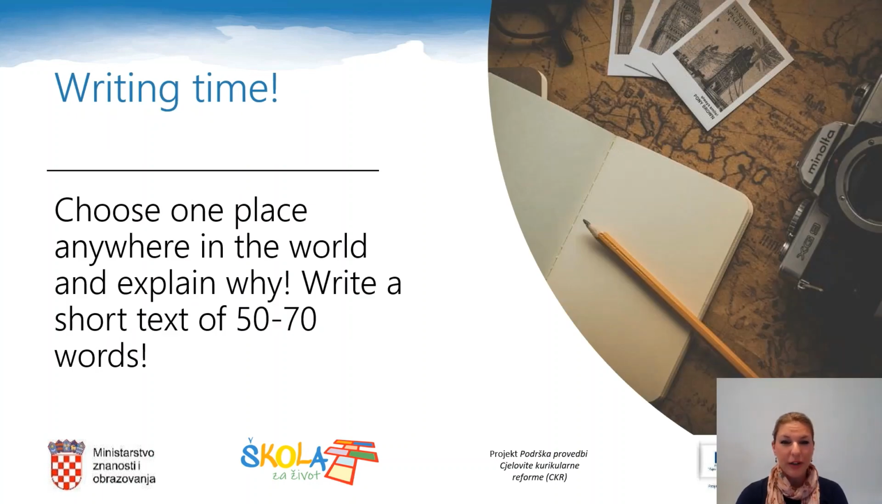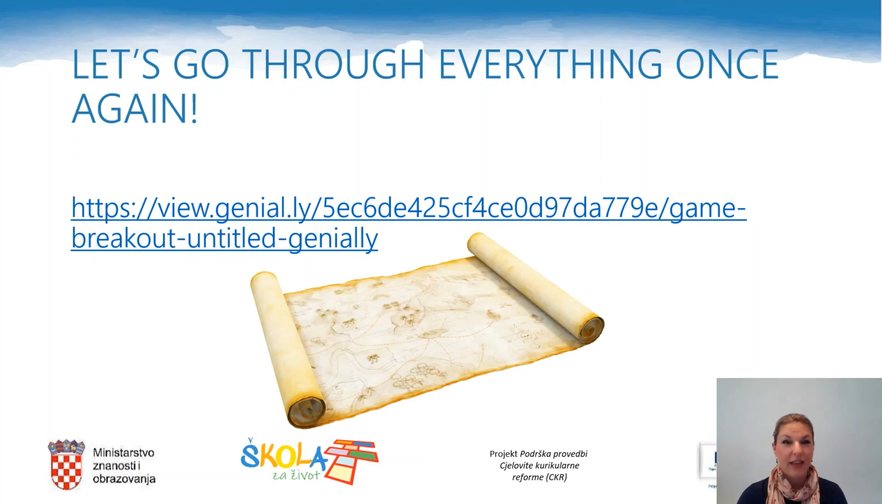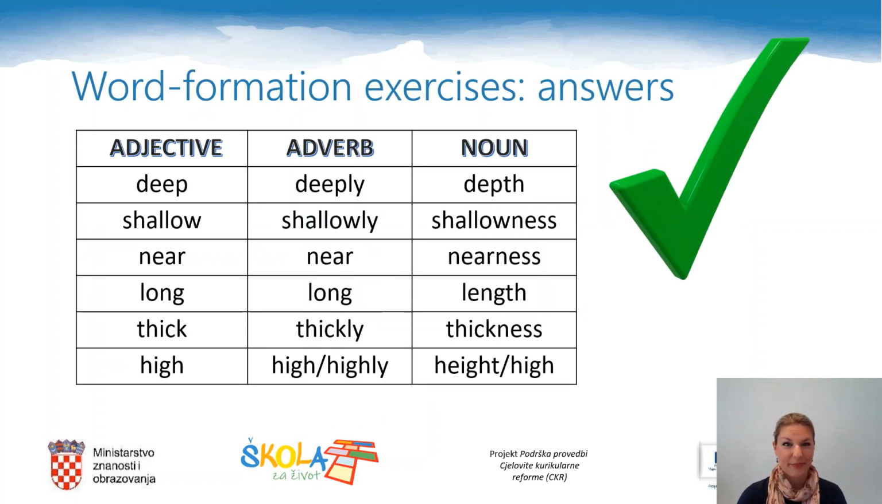I hope you got inspired, because it's time to choose one place in the world and write a short text of 50 to 70 words where you are going to explain your choice. Pause the video and take your notebook. So let's go through everything once again. Pause the video, click on the link, and try to complete the breakout challenge. I hope that you have successfully completed your breakout adventure. Now it's time to check your word formation table.